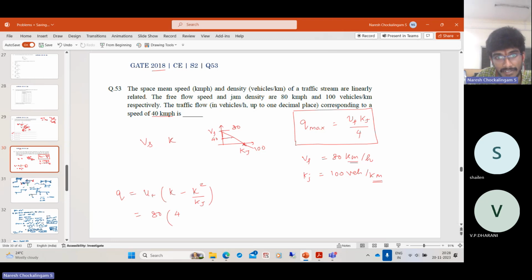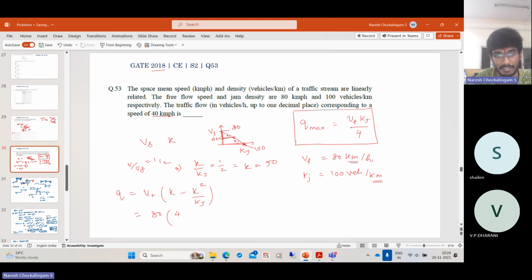So this is half of this. The ratio of this to this should be equal to the ratio of this by this. This angle is the same. These are similar triangles. So V by VF is equal to 1 by 2, which means K by K jam, by similar triangles, is also equal to 1 by 2. Therefore, K is equal to 50. So it's actually at the optimal value. We are at K jam by 2.